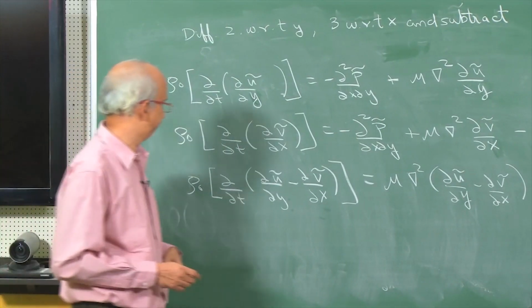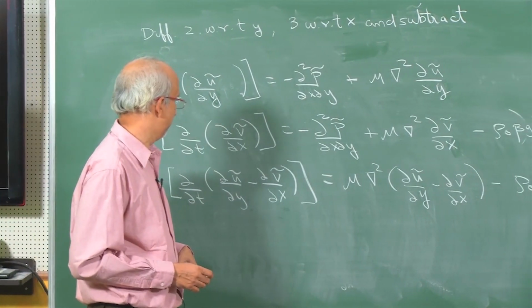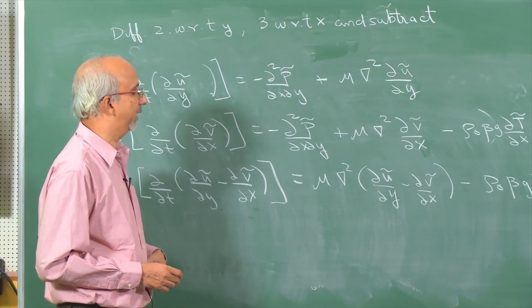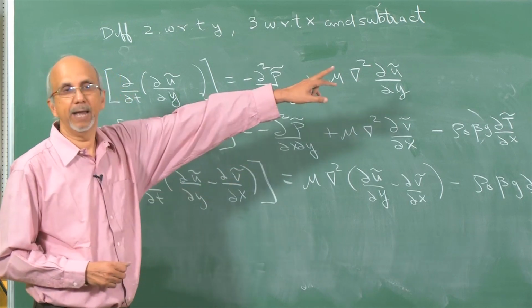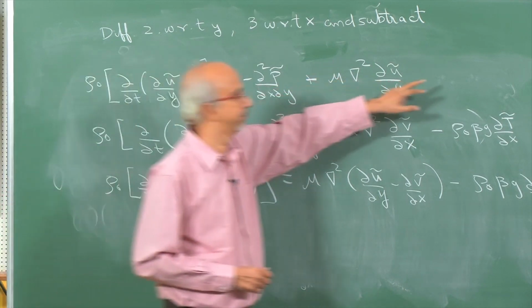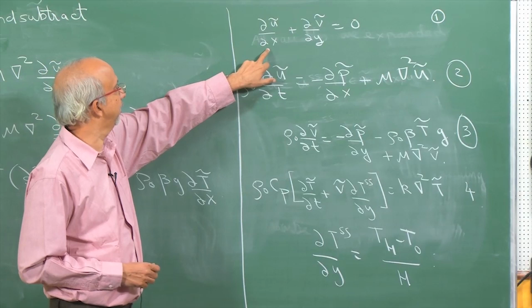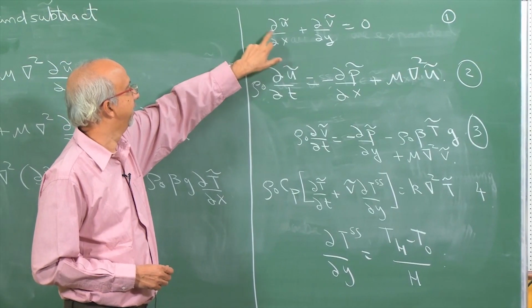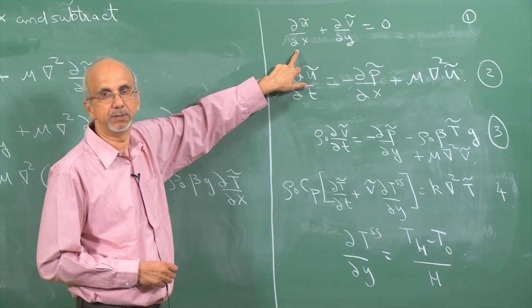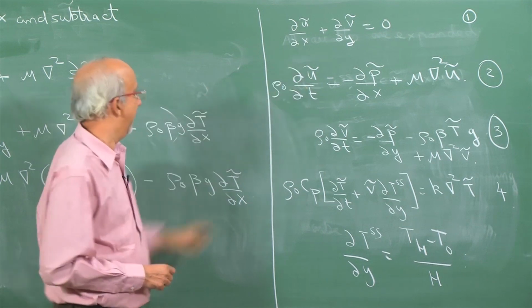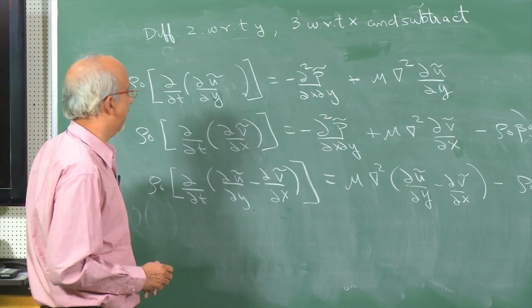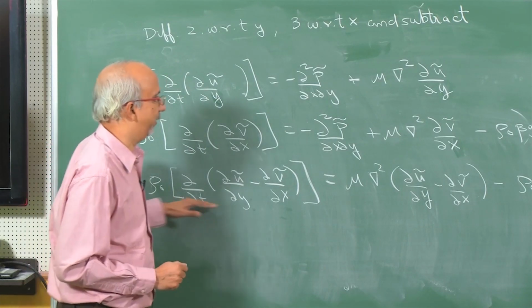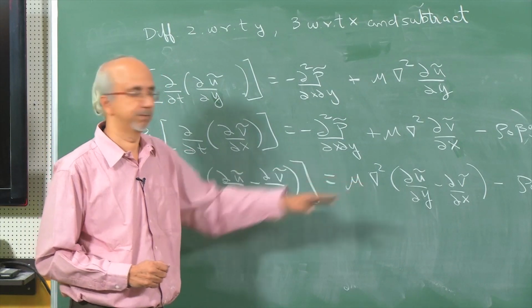So, now how do I eliminate u tilde from these equations? I need to go back and look at the equation of continuity here. When I look at the equation of continuity here, I realize that I have du tilde by dx in the equation of continuity, and to get du tilde by dx, what I am going to do is I am going to differentiate this equation with respect to x, okay.